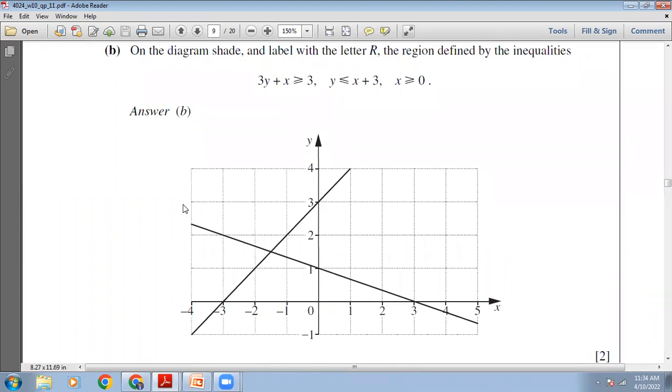On the diagram, shade and label with the letter R the region defined by the inequalities. Okay. So this is a line whose gradient, you bring this x to this side, whose y-intercept will be 1 and the gradient will be negative. This is the line whose y-intercept will be 3 and the gradient will be positive. And this is a line which is vertical.